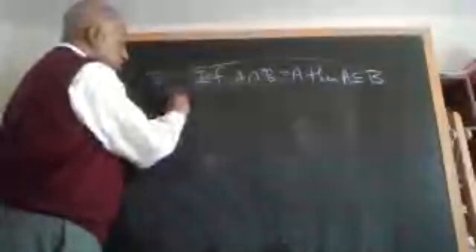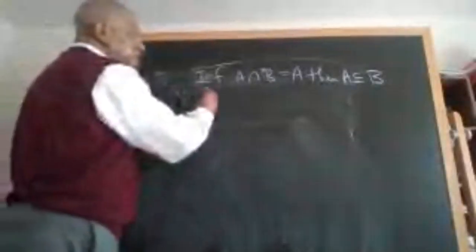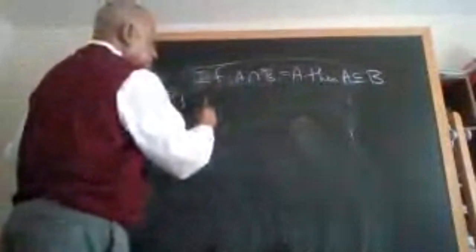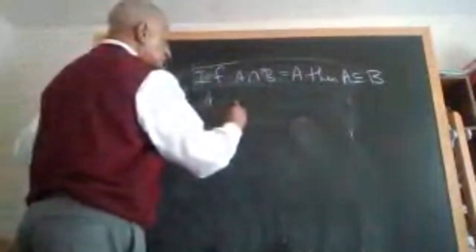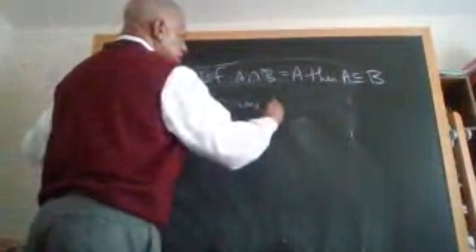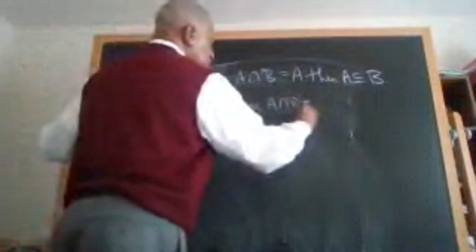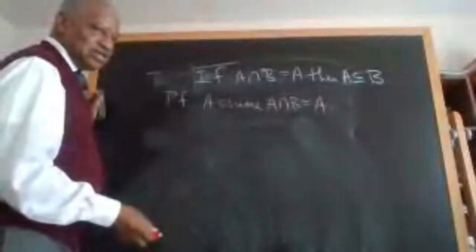This is what you're supposed to prove. And the first thing you should write, assume this. You would have got 2 points if you just said that. Assume what? A intersect B is equal to A. That's how you start. Assume the antecedent. Are you with me?